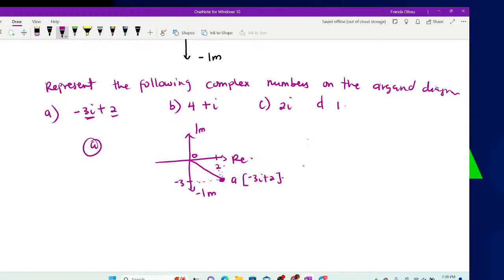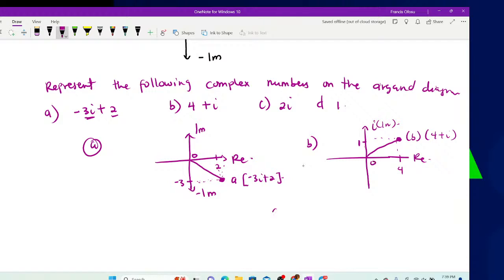And let's see the B, 4 plus i. I'll simply make a sketch. Since 4 is the real part, it will take somewhere here. Then this part here is the imaginary, and it's 1, because this is already i, imaginary i. And they will meet somewhere here. So this is our B, and it's given by 4 plus i. So I'll join here like this. Then here is the origin.